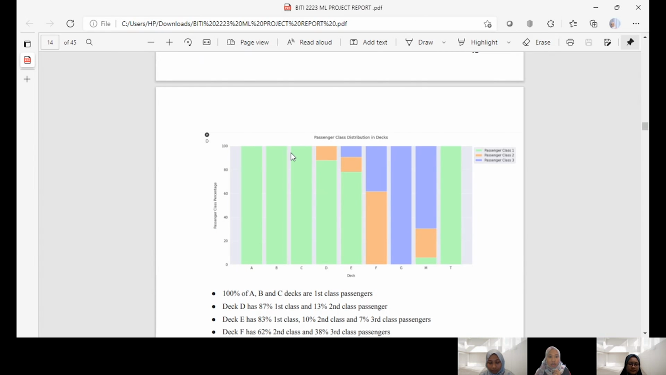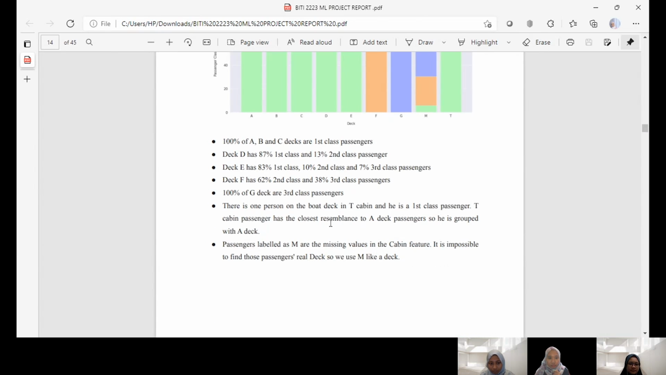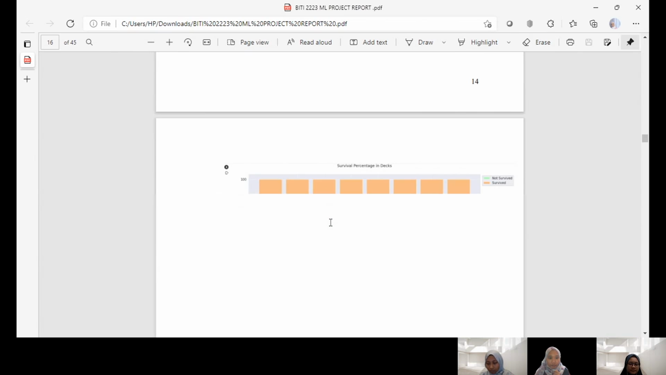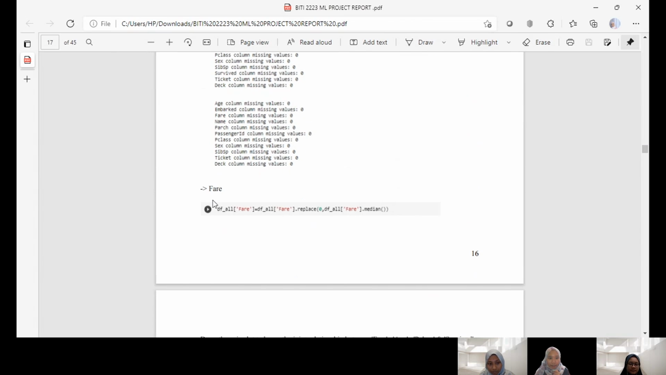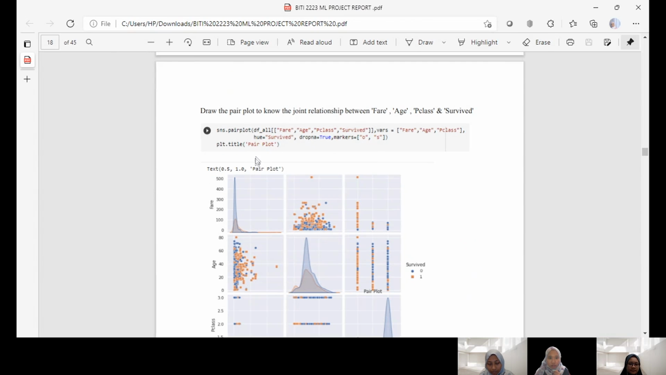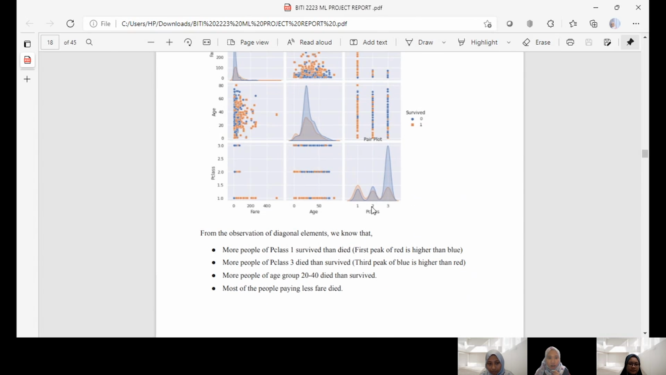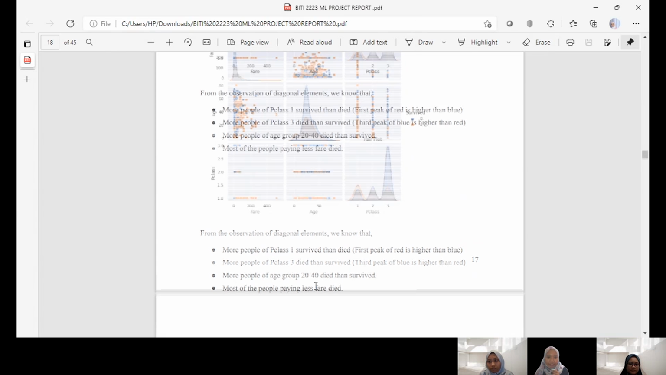This is the graph that we will present, and we have the fare. Here we are plotting the relationship between fare, age, Pclass, and survived. From the observation, we can see that more people of Pclass 1 survived than died. More people of Pclass 3 died than survived. More people in the age group of 20 until 40 died than survived. Most of the people paying less fare died.